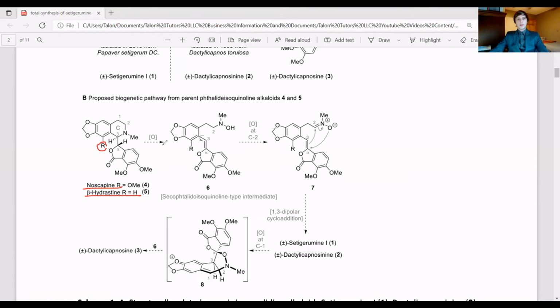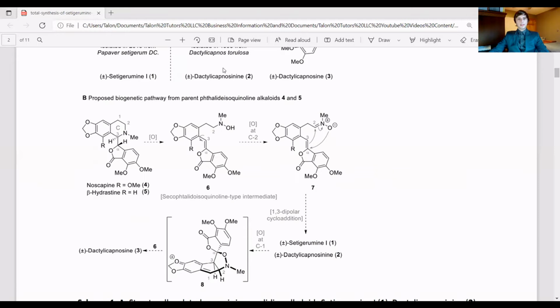Now you can imagine they do an initial oxidation, they use mCPBA, we'll see in a second. And further oxidation leads to a nitrone dipole, which then allows a subsequent Cope elimination to occur, which they find happens very readily. And once this Cope elimination occurs, we can break this ring open right here. And then we can form our spirocyclic compounds that we want to. So our Setigerumine and dactylicapnosine.